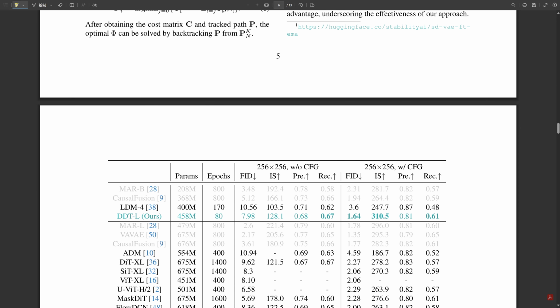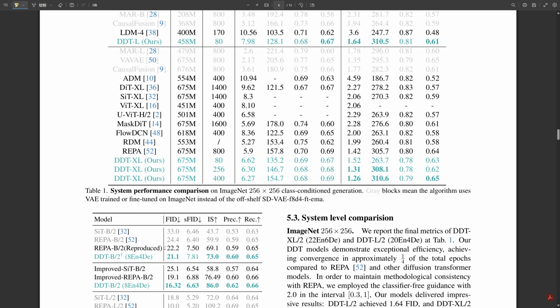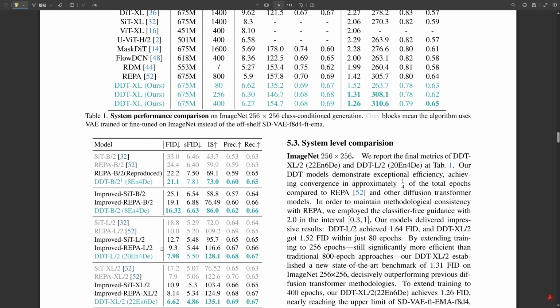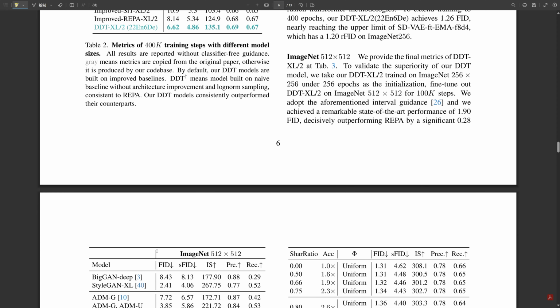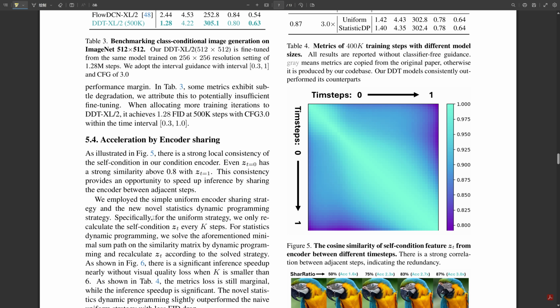Significantly. They quote, "For ImageNet 256 by 256, our DDT-XL2 achieves a new state-of-the-art performance of 1.31 FID, nearly 4 times faster training convergence compared to previous diffusion transformers." 4 times faster training. Wow. Okay, that's a huge leap. It really is. They reached that 1.31 FID score in about 256 epochs, and even got down to 1.26 FID by 400 epochs.